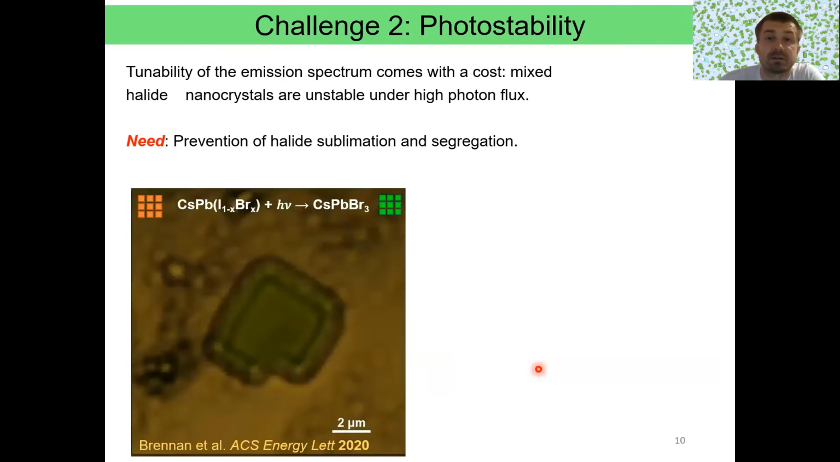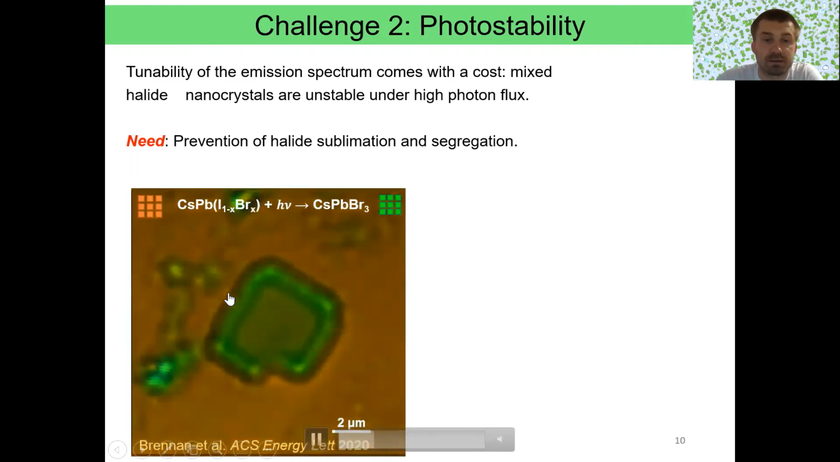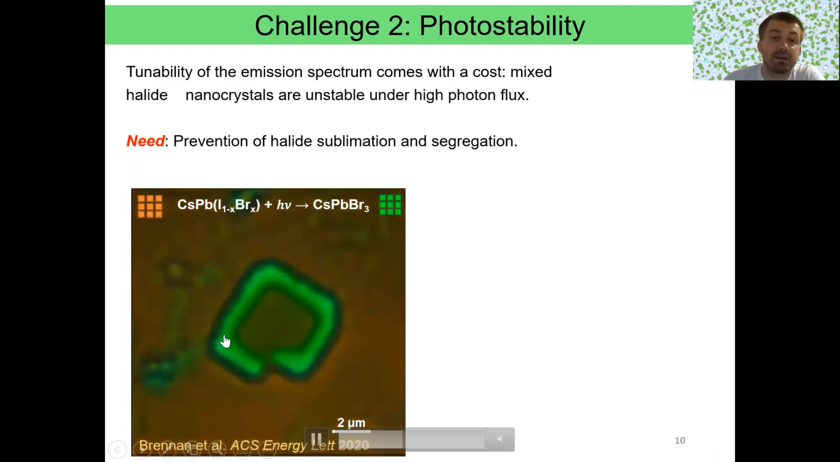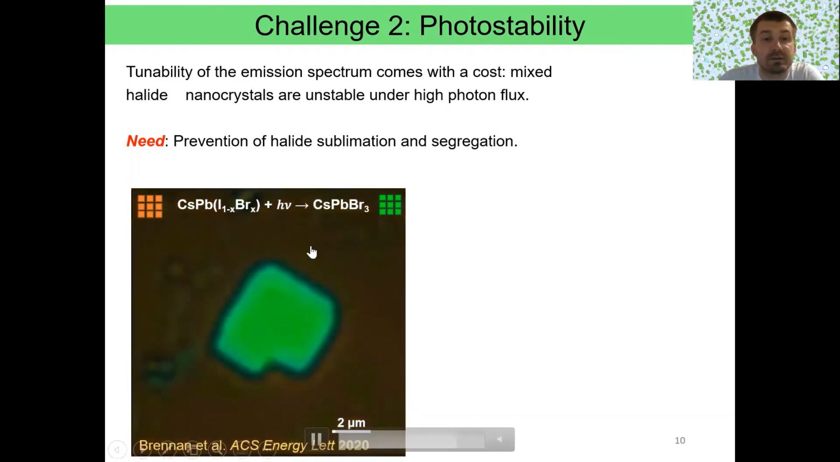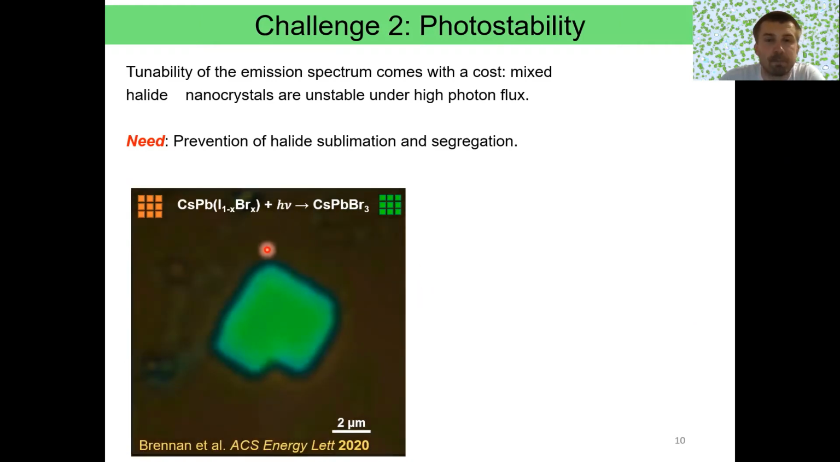The second challenge is photostability. The tunability of the emission spectrum of superlattices, for example, by mixing iodide into bromide, comes with a cost. There is halide photochemistry under high photon excitation flux, and that can be illustrated in this microscopy video of an initially orangish superlattice that gradually turns bright green when exposed to intense excitation photon flux. That is because there is iodide photooxidation and sublimation happening, transforming superlattices into pure bromide.